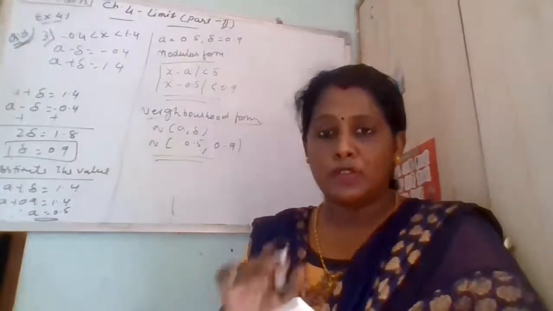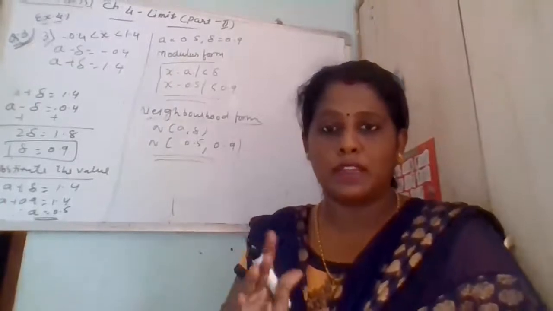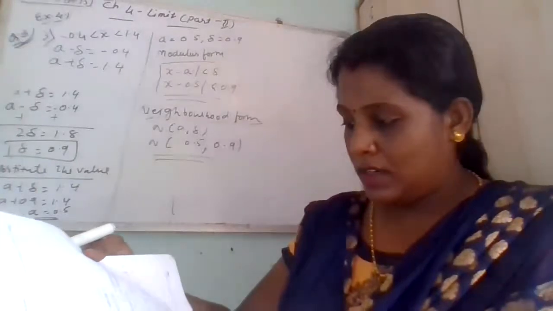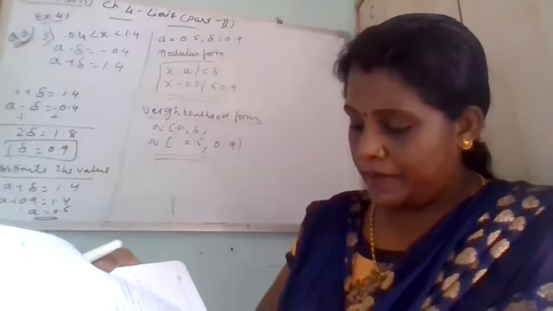Okay. Simple questions they are asking. Modulus, interval, and neighborhood. These three forms are very easy for you to find. These all are not complicated sums. Right. Now you have to find question number 4.